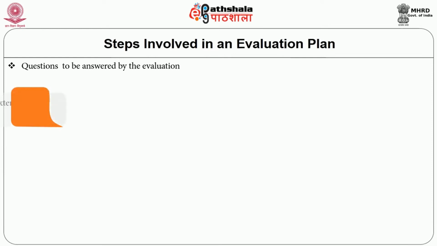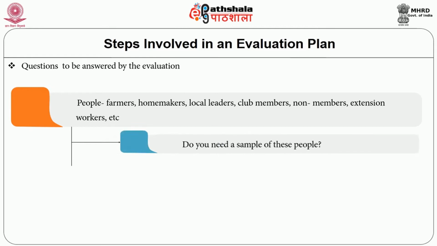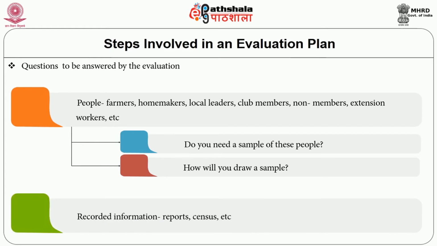Sources of information, you have to decide. For example, whether you want to collect information from people. People may be a farmer, a homemaker, a local leader, a club member or non-member, or an extension worker. You have to decide. Then, do you need a sample of these people or someone else? Then you have to decide how you will draw the sample, either from the records or from the leaders or somewhere. Then recorded information: reports, census, etc.